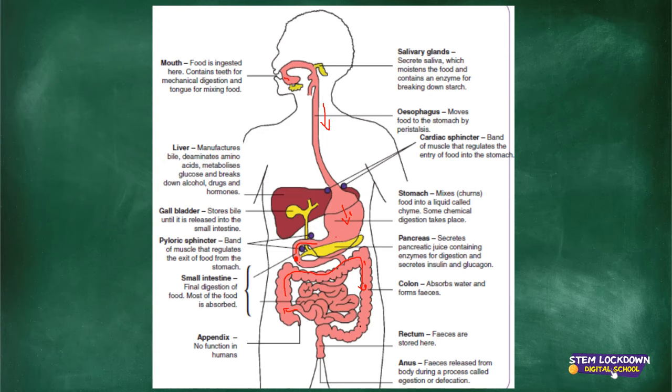And then the rectum, which is here, we have the storage of our feces. And then when you have a defecation sensation, we use the anus to release the feces or the undigested food. Guys, I hope we all understand the human digestive system, right?